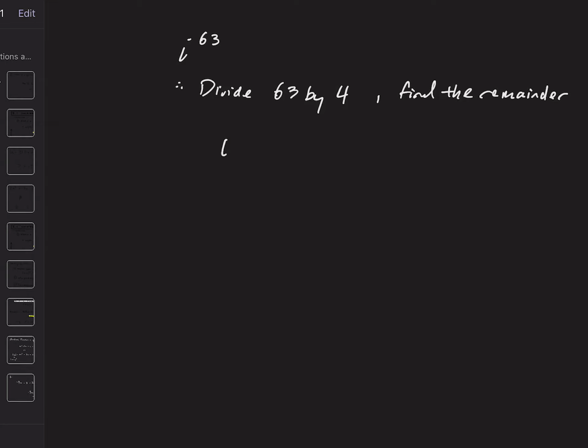So we have 63 divided by 4. As we can see, 4 goes into 6 one time, and then if we simplify that, we can see that we have a remainder of 3. So 4 goes into 63 15 times with a remainder of 3.